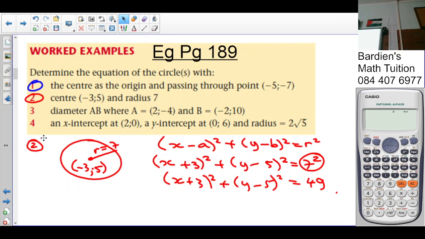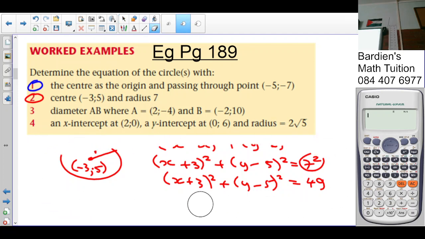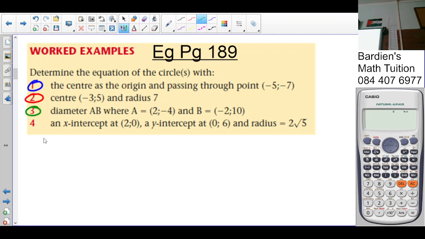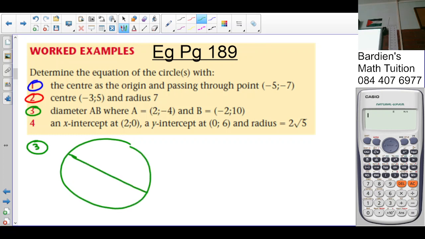No. Let's look at number 3. Another circle, yes? You got A, the diameter AB, where A is 2 and negative 4, and B is negative 2 and 10. Determine the equation of the circle with the diameter AB. Which one of the two formulas are we going to use?